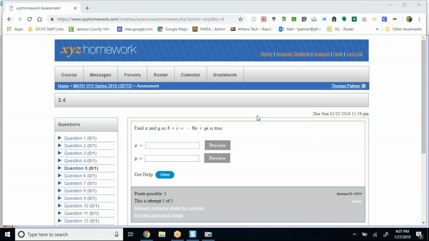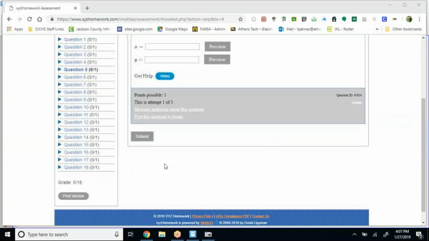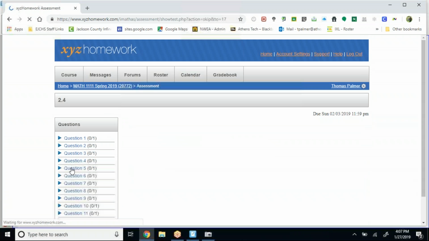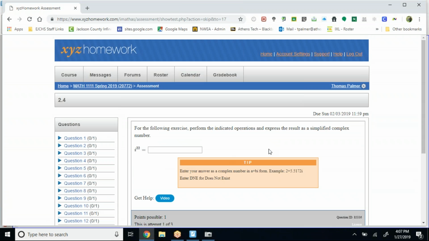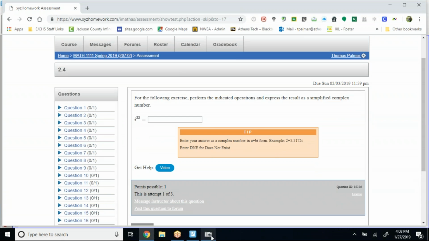Fallon said, just pick a few in 2.4 and the i stuff. Okay. So I don't know. i to the 22, I guess that's what she's wanting. So I'll find the one that would be, right?